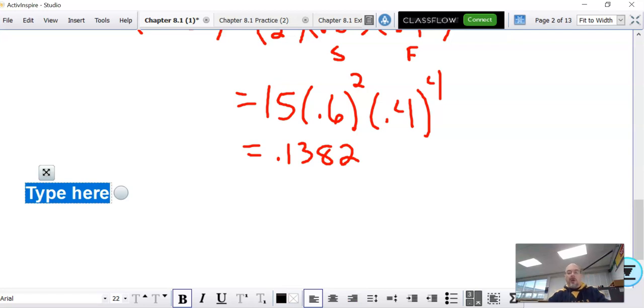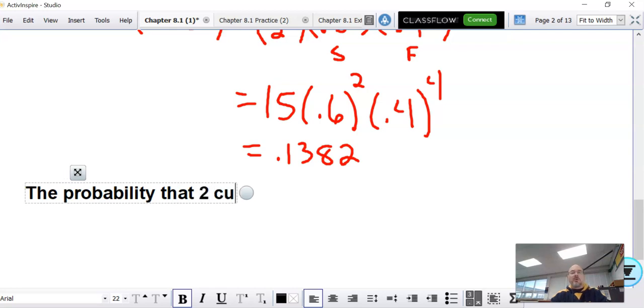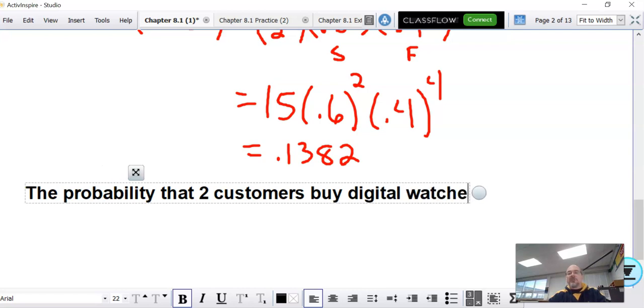So the probability that 2, and if I spell anything wrong, I apologize, 2 customers buy digital watches is 0.1382.